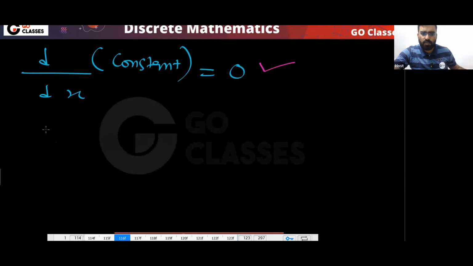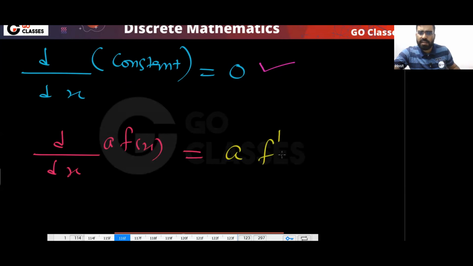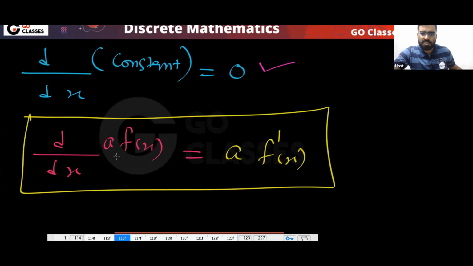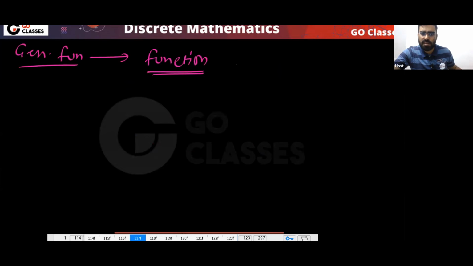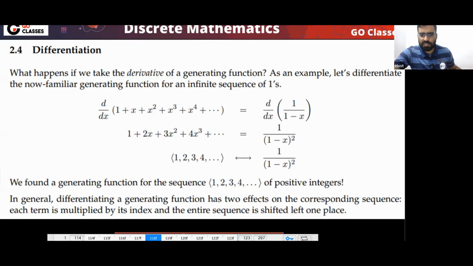Now let's move on. And remember, what is d/dx of, for example, a times f(x)? That is a. You can take out this constant, and then you can find f'(x). So this is the concept of differentiation. We will study differentiation in calculus.